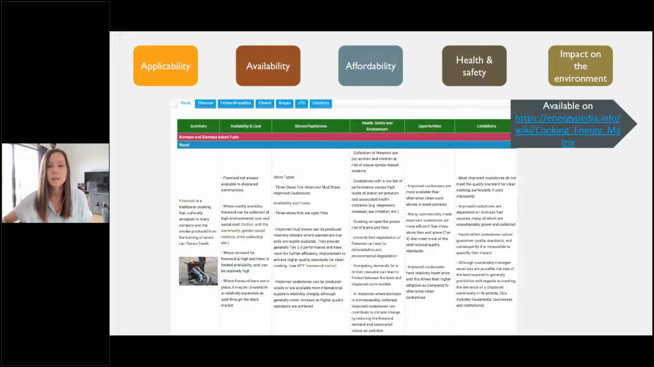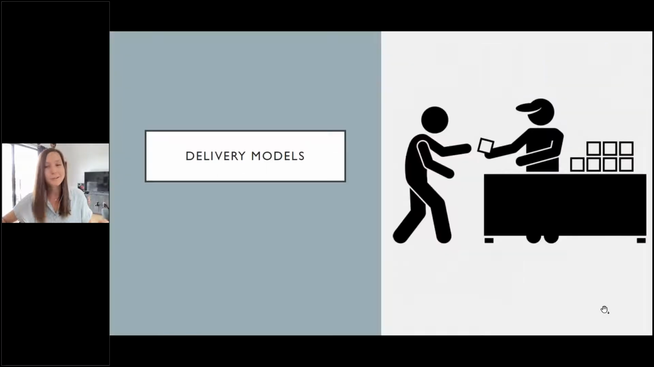And we looked at applicability, availability, affordability, health and safety aspects as well as their impact on the environment. And the product of this is a beautiful matrix that you can access on the Energypedia website. And I really strongly encourage you to go and take a look and get a better overview of these different cooking systems. I'm not going to dive into this, but I do direct you to check it out.